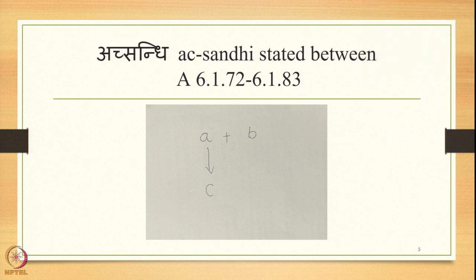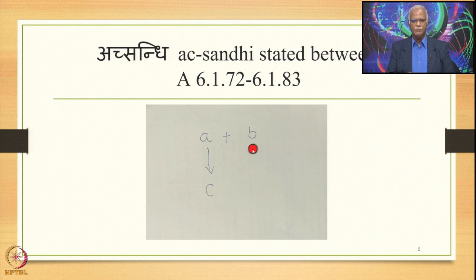The diagrammatic representation of ekasthānika ekādeśa is as follows. Here you have A in close proximity with B, so you have A plus B. B is the right hand side environment and A is substituted by C. A plus B is the input and C plus B is the output. A is the substituent, the sthānin, and C is the substitute, the ādeśa. This first type of sutras are stated in this section from 6172 onwards up to 6183.